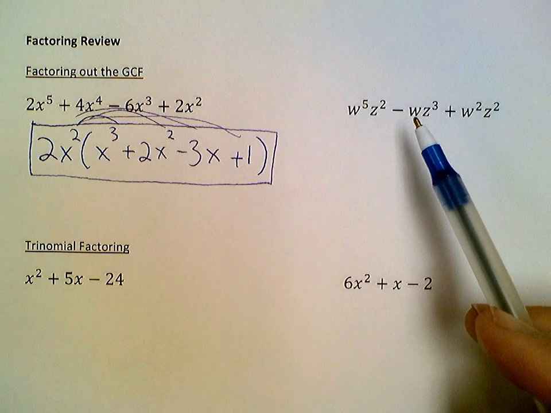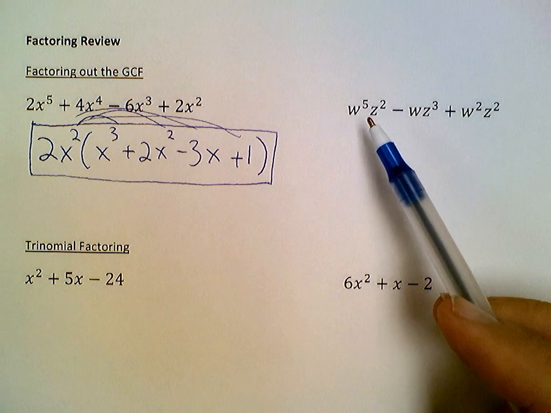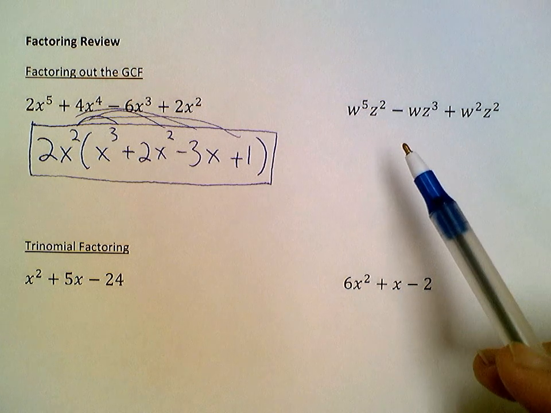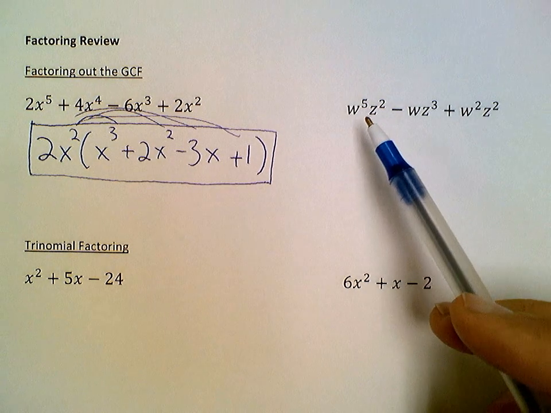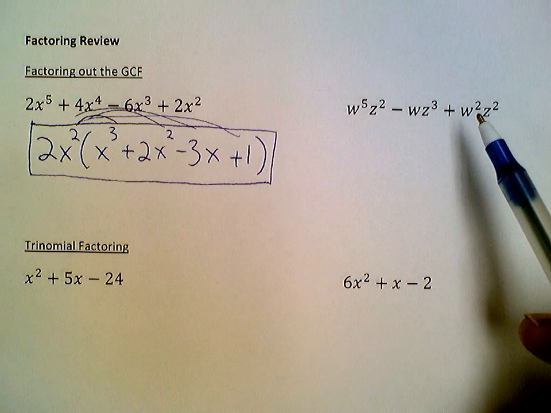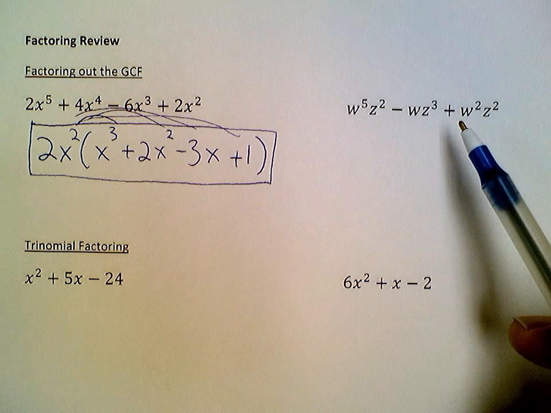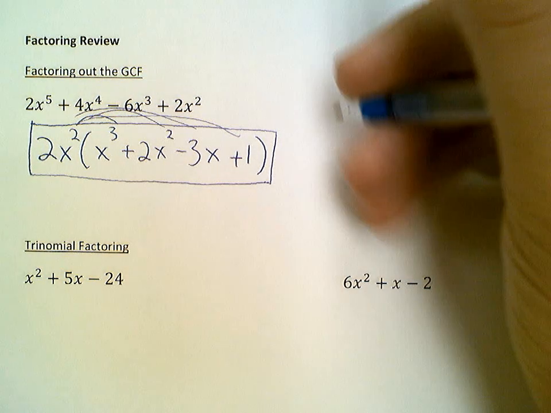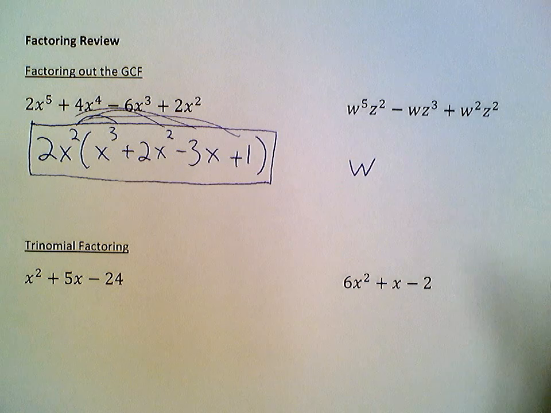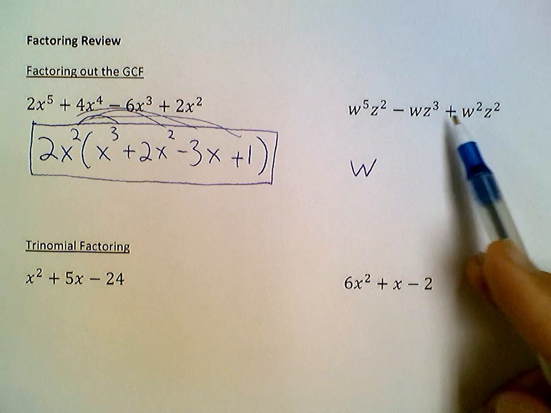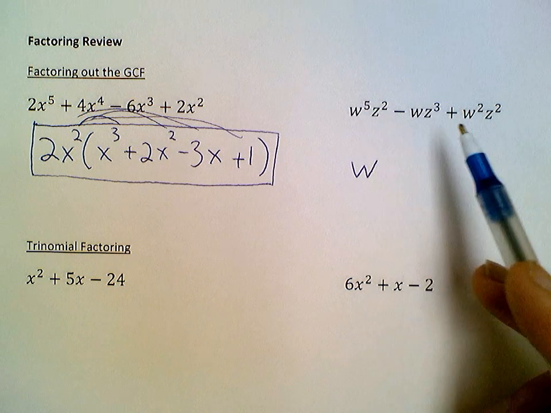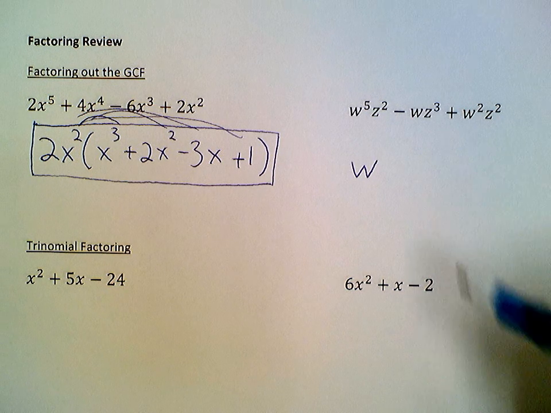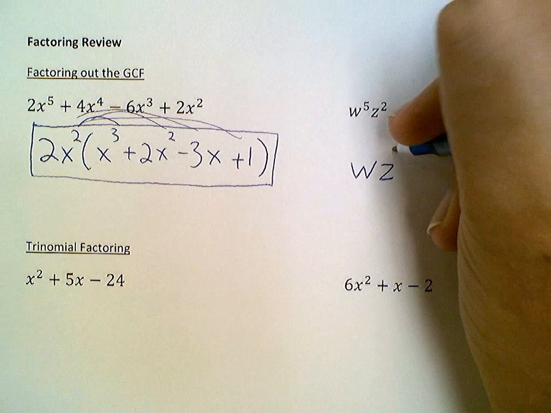Alright, so let's look over here. I got three terms. Each term has at least some w's and some z's. So let's look at what I can take out for w's first of all. I got a w to the fifth, w to the first, w to the second. I can only take out the smallest degree, so I can only take out a w to the first. I got z to the second, z to the third, z to the second. So two of them are tied for last with z to the second, so I can take out a z to the second.